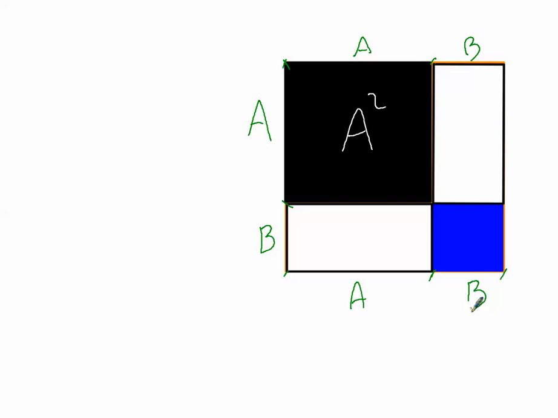All right. So let's go through our areas. What is the area of this here? AB. That is AB. Good job. What's the area here? AB. What's the area here? B squared. That's B squared.